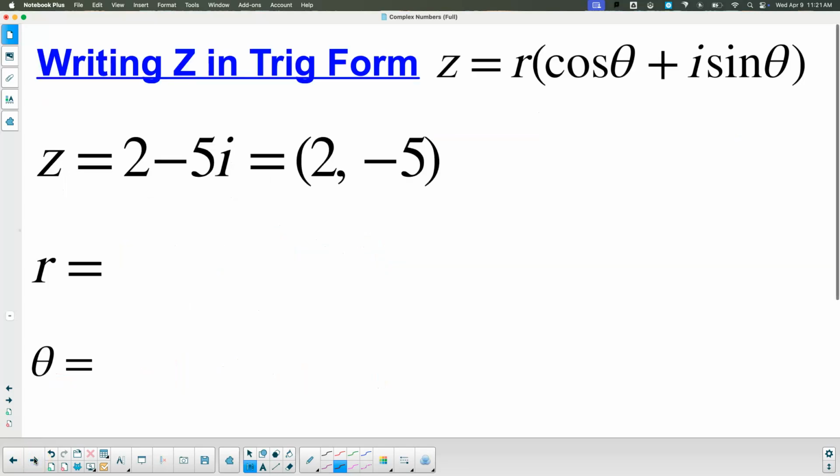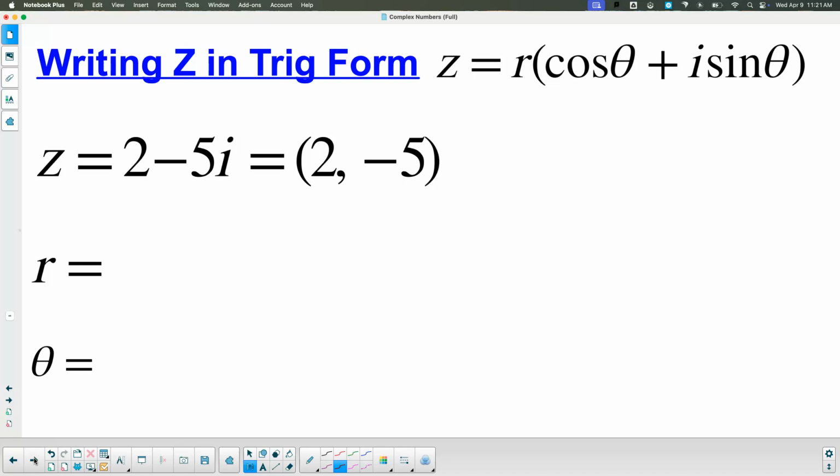Let's dive into some here now. We want to write z here in trig form. So if I want to write it in trig form, I need to know two things. I need to know r, and I need to know theta. Okay? So we just did this one, correct?